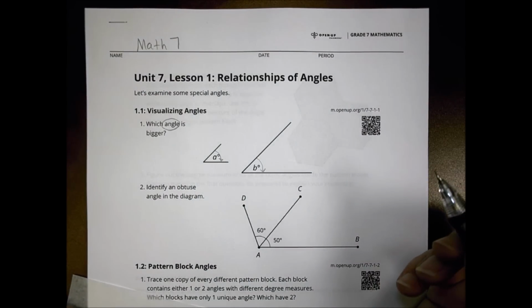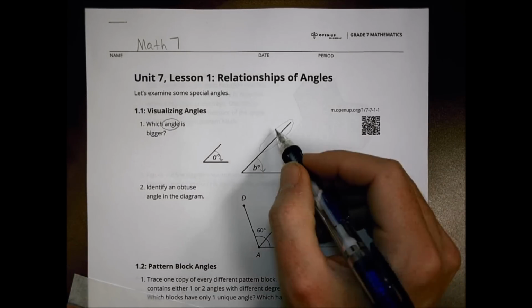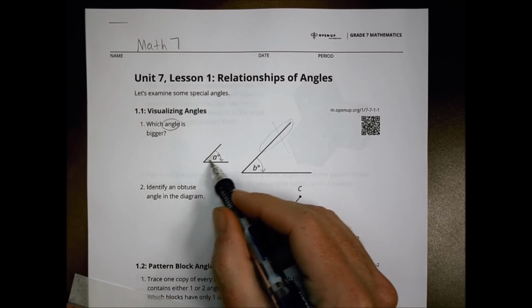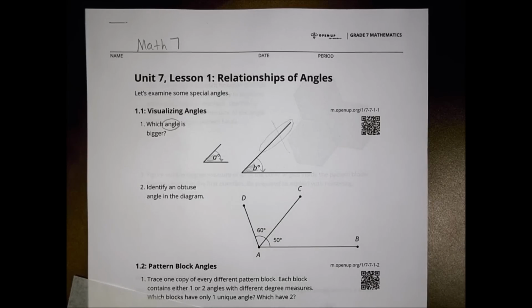There's not one that is bigger. So don't get confused or tricked by line lengths. That part is not what we're worrying about when we're talking about angles. We're talking about this space in between the line segments. That's the angle there.